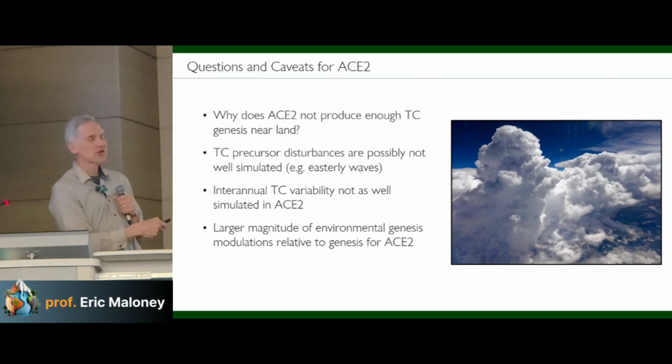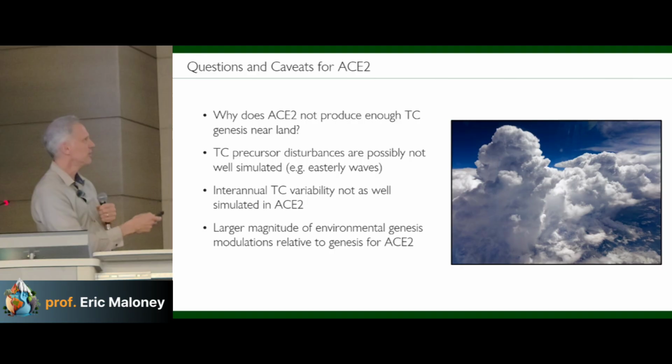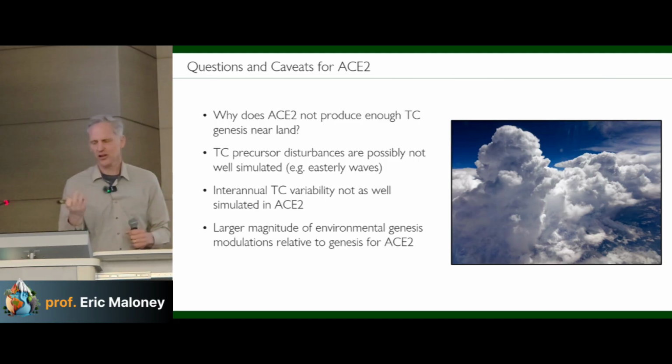Other dirty laundry I didn't talk about: interannual tropical cyclone variability is not as well simulated by ACE. If you're looking at El Nino and put in an El Nino background state, ACE doesn't seem to do as well with that for some reason. I don't understand that. There also seems to be a larger variation of favorable environmental conditions forced by ACE versus the actual number of tropical cyclones that are produced. So there's a mismatch between how big the environmental changes are versus tropical cyclones. And we think that might be because the precursor disturbances are not simulated right.